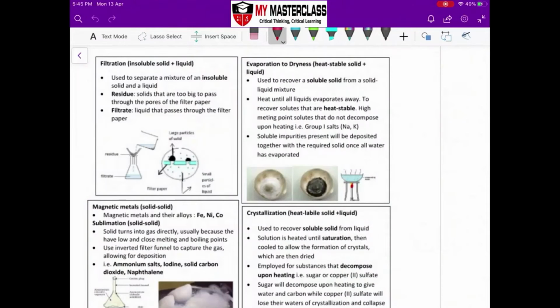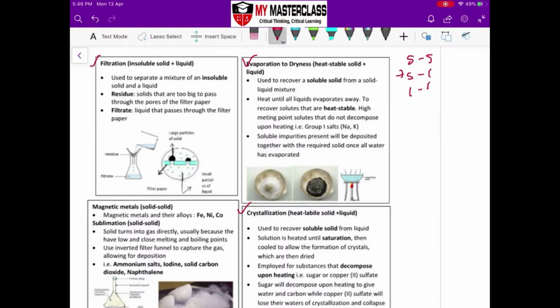Hi students, in this chapter we will be looking at the separation techniques. These separation techniques will be used to separate mixtures. Separating mixtures, we can group the mixtures according to their states. For example, we can have solid mixtures, solid liquid mixtures, and liquid mixtures. Okay, the first few examples we are going to look at will be mainly the solid liquid mixtures.